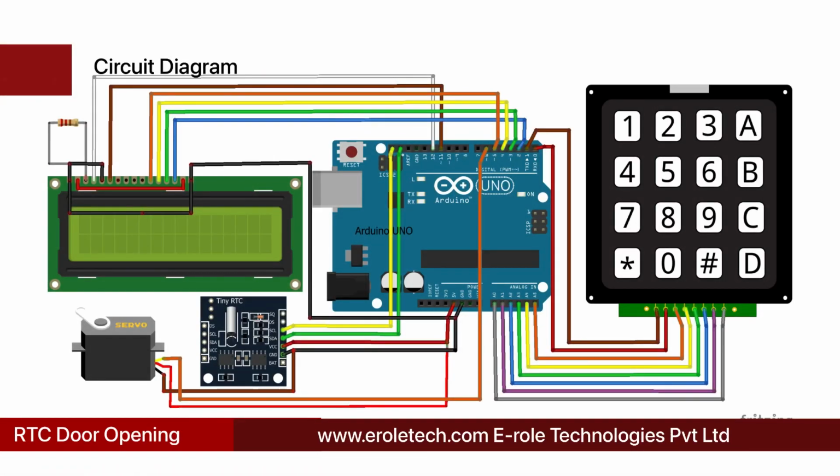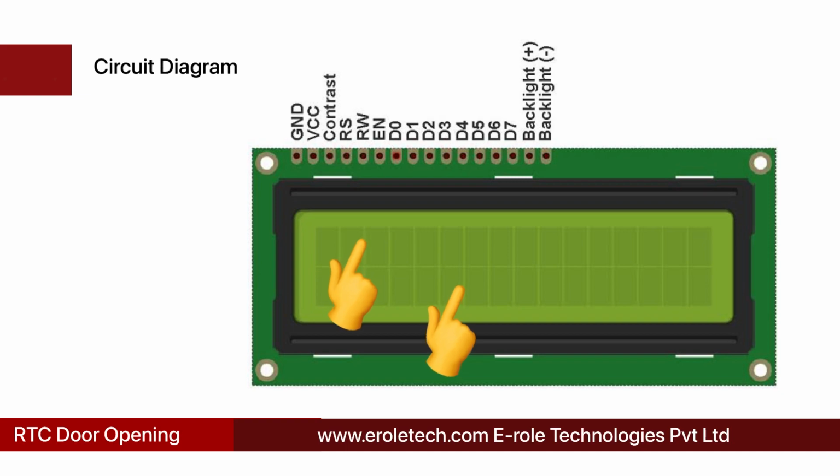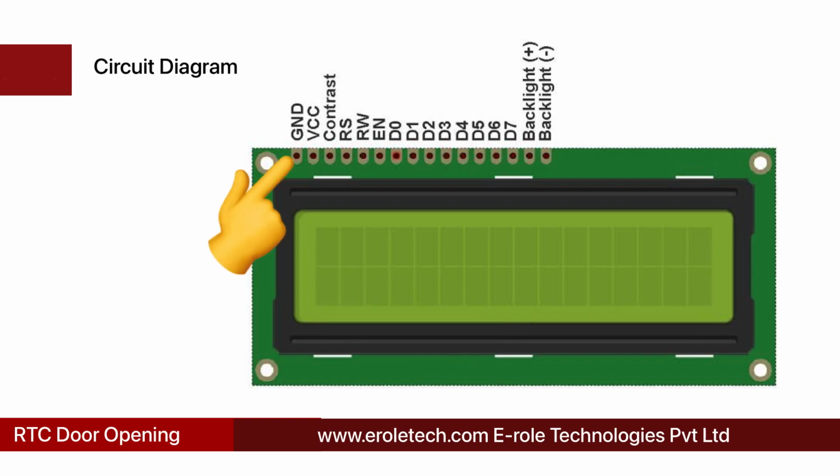Here is the connection diagram of this project. The 16x2 LCD display has 2 lines. Each line can display 16 characters. This display has 16 pins.